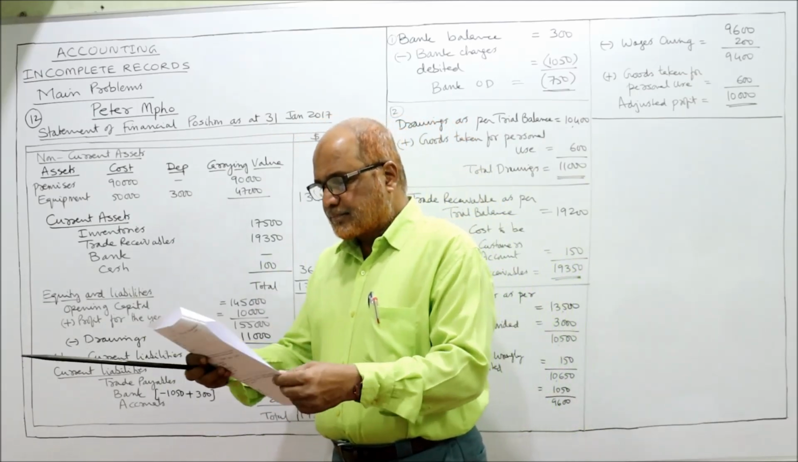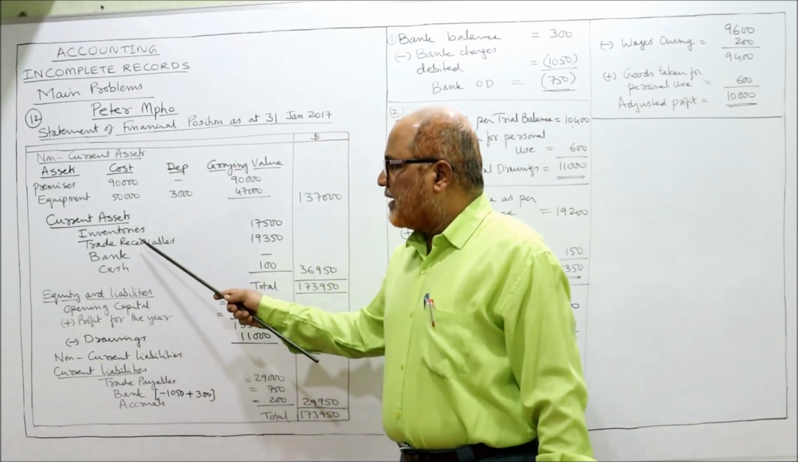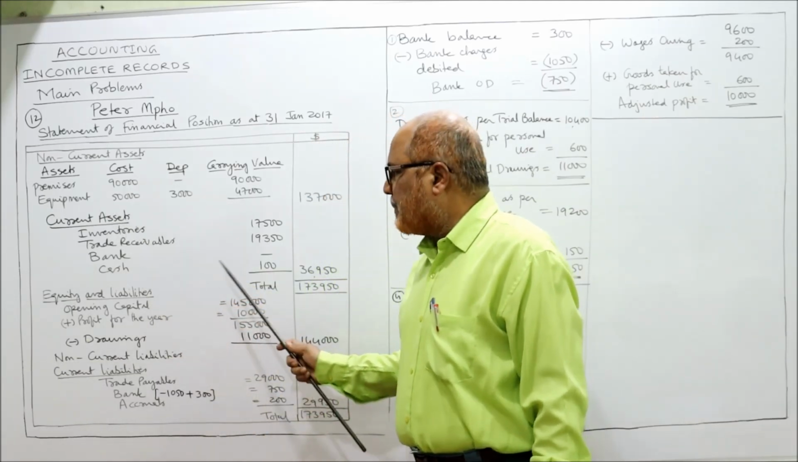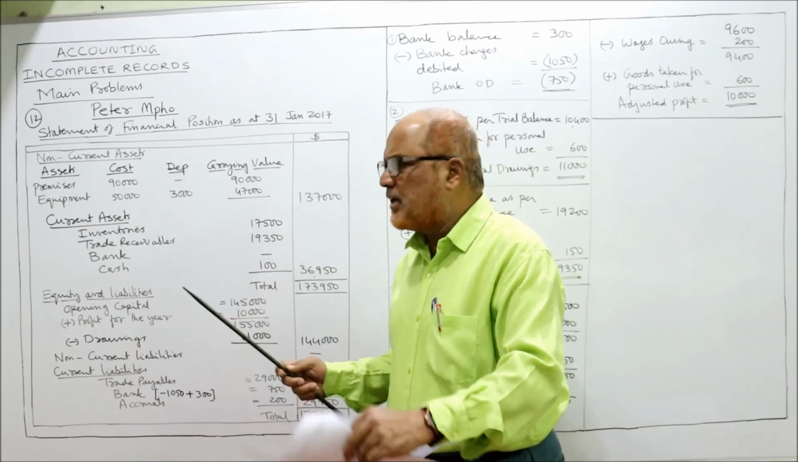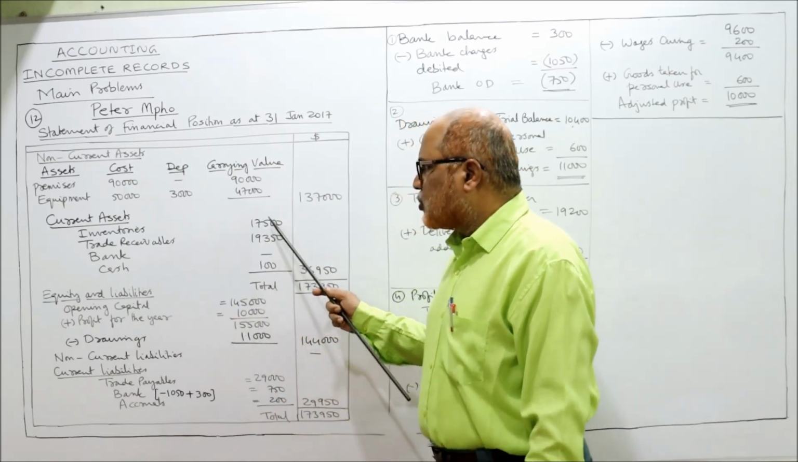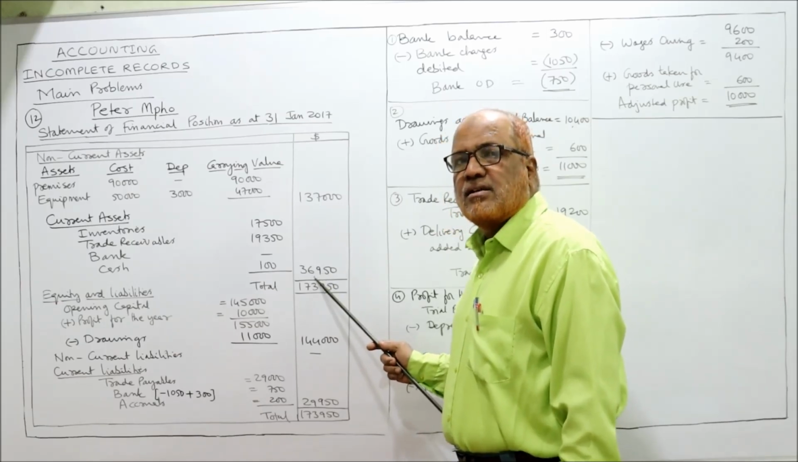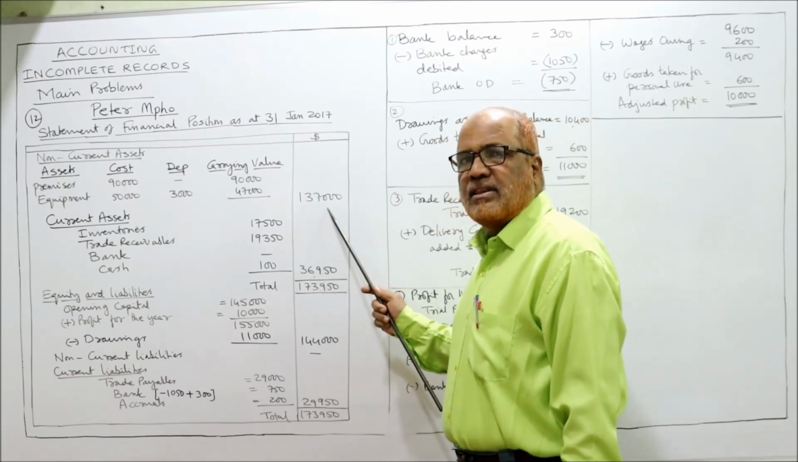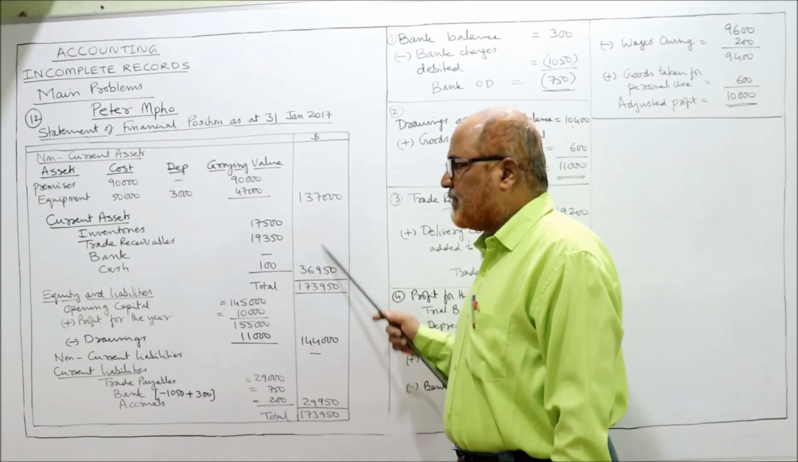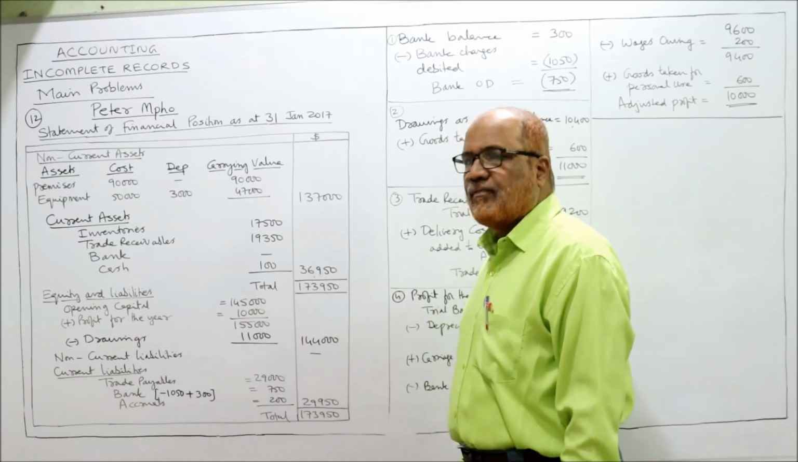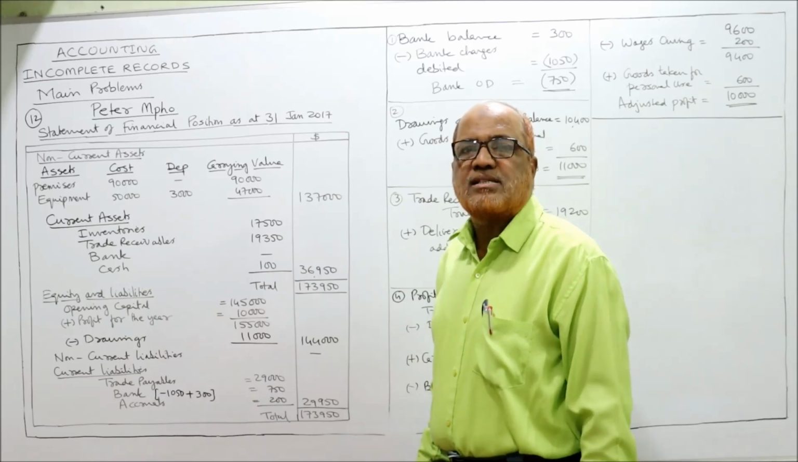Next comes inventories, trade receivable, bank, cash. Cash is the petty cash. Whatever is given in the problem, petty cash we have taken directly. Now take the total of these three values. 36,950 are the current assets. Non-current asset 1,37,000, current asset 36,950. Add up both, 1,73,950. This is the total of assets.